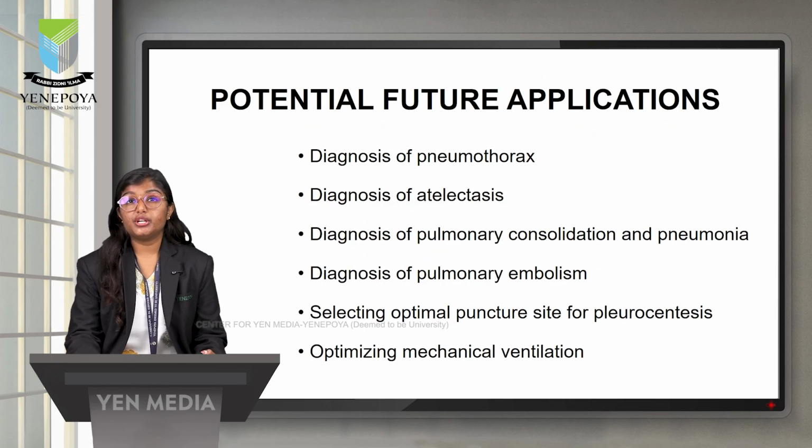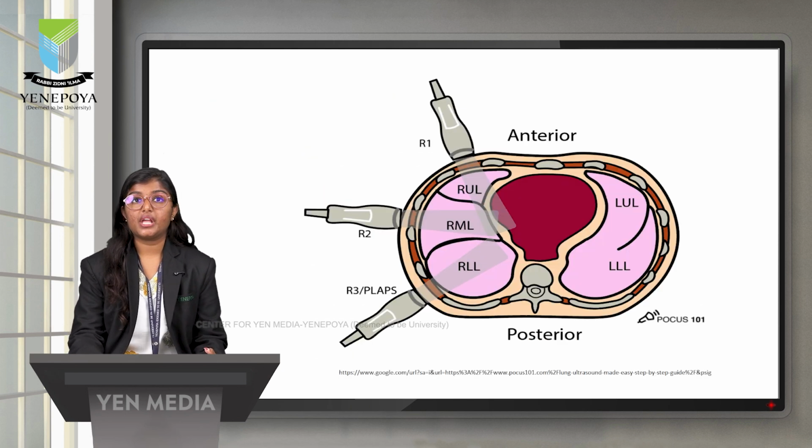These are the potential future applications of the USG, like diagnosis of pneumothorax, diagnosis of atelectasis, diagnosis of pulmonary consolidation and pneumonia, diagnosis of pulmonary embolism, selecting optimal puncture site for pleurocentesis and optimizing mechanical ventilation.